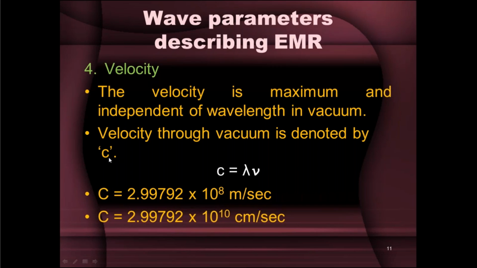Velocity through vacuum is denoted by c, while small v is used to denote velocity through a medium. So c is also equal to lambda nu. C has a value of 2.99792 into 10 raised to 8 meter per second, which you can approximately take as 3 into 10 raised to 8 meter per second. Or in centimeter per second, it is 2.99792 into 10 raised to 10 centimeter per second. You must know this as the velocity of light, but this is the velocity of light in vacuum.